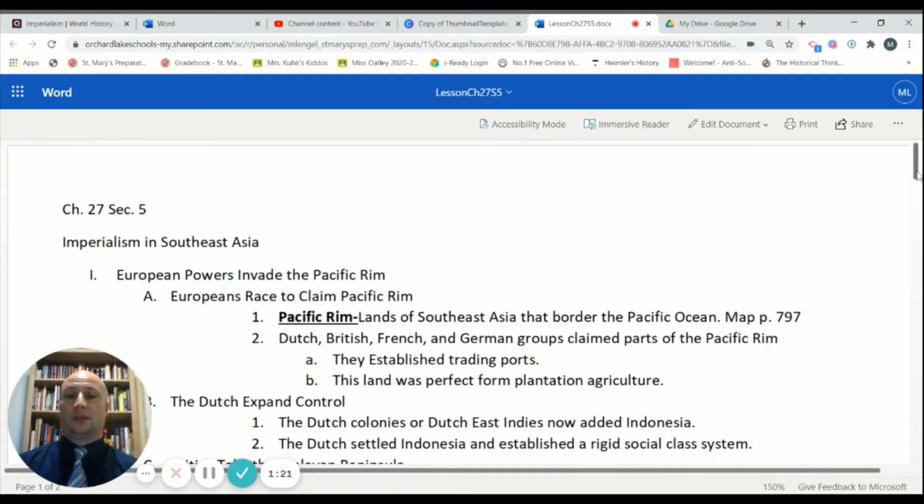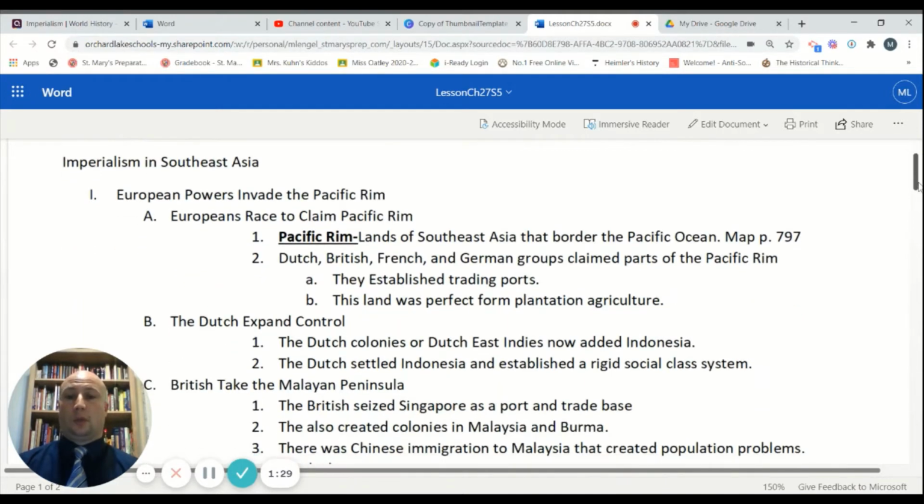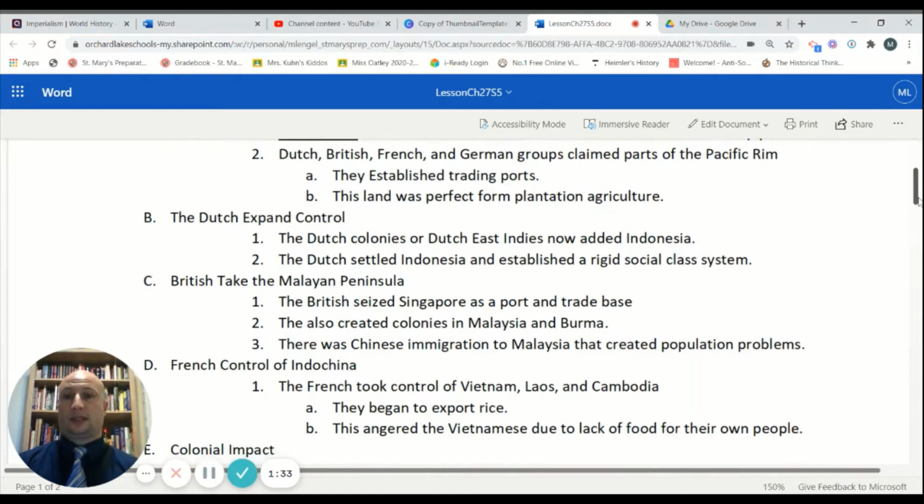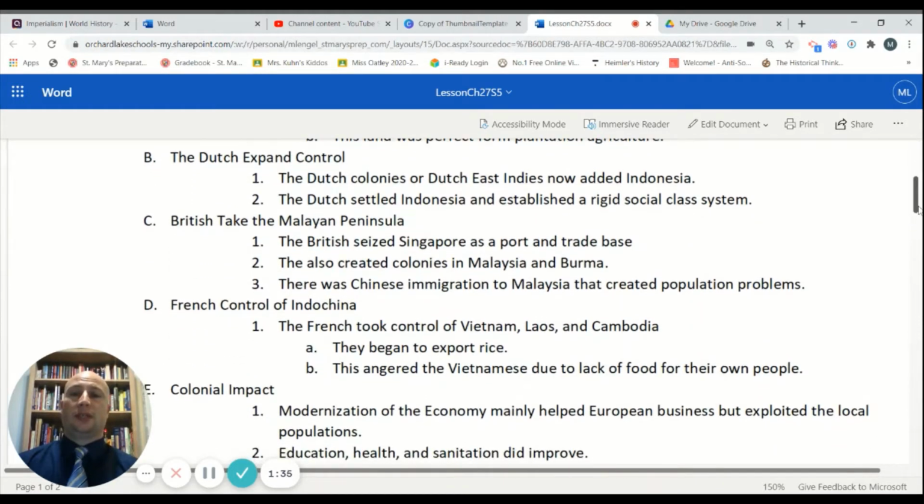Now the Dutch, the British, the French, and the German groups actually claimed parts of the Pacific Rim. They generally wanted to establish trading ports here. This land was actually perfect for plantation-style agriculture. One of the main products that they grew included rice. The Dutch really expanded their control. The Dutch East India Trading Company had been in this part of the world for a long time. They added a new area called Indonesia.